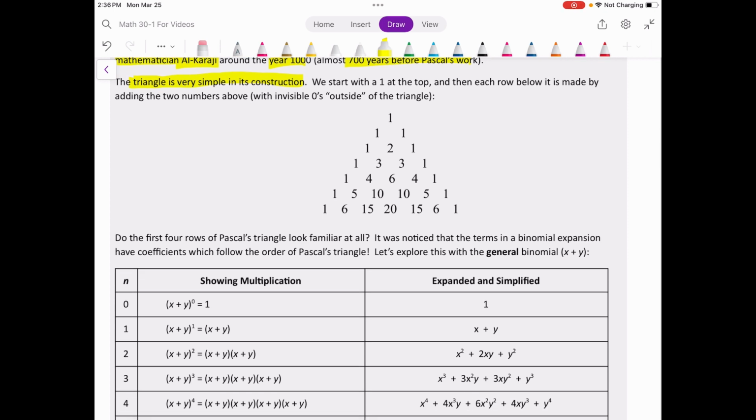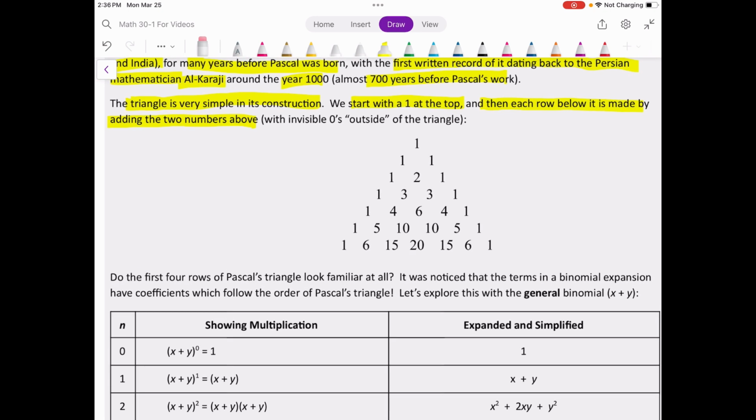So all it is, we start with a 1 at the top, and then each row below it is made by adding the two numbers above, the two numbers that it's kind of in between. And you can think of it as having invisible zeros out here. So like 0 plus 1 is 1, right? These zeros are kind of out here, if that helps you see it, okay? But let's take a look, right? So we've got 1, the next row is just 1, 1, right? 0 plus 1 gives us 1. That's what we're doing. We're adding those two in between.